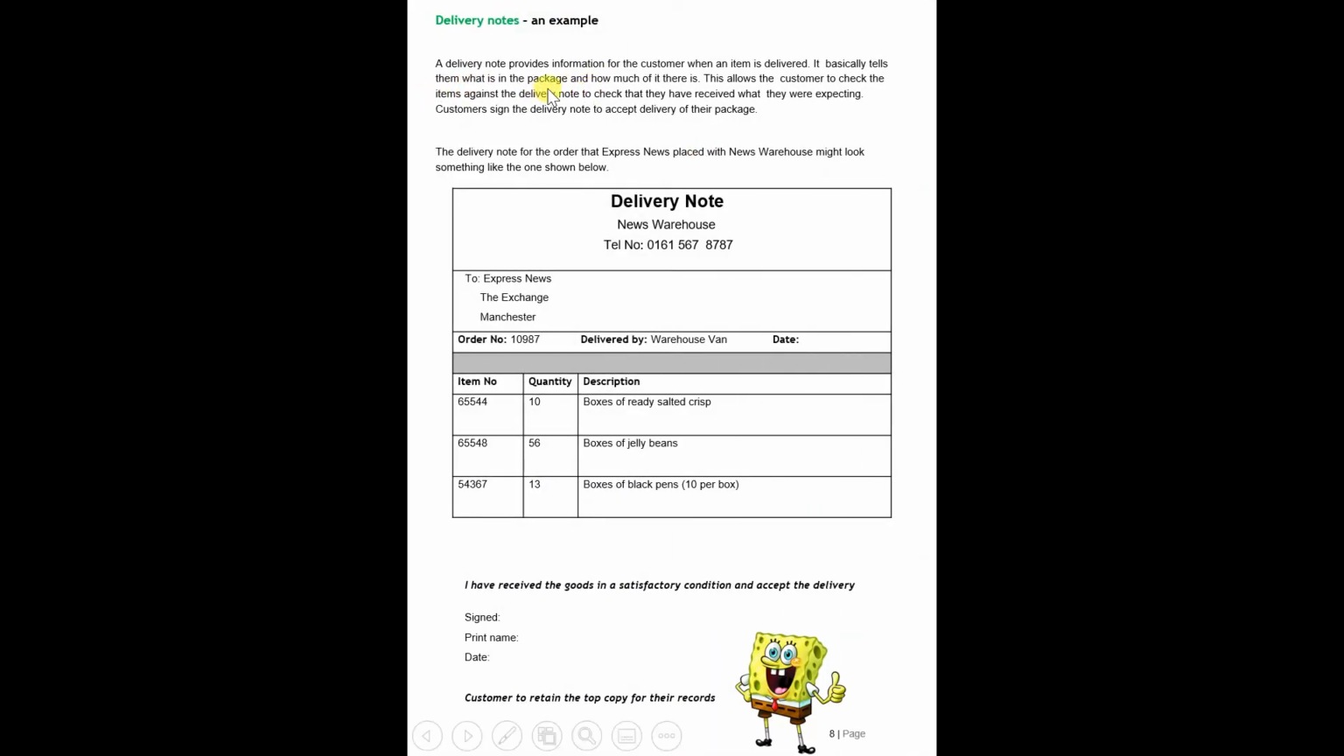This is an example of a delivery note. A delivery note provides information for the customer when an item is delivered, just as you would expect. It basically tells them what is in the package and how much is there. This allows the customer to check the items against the delivery note to check that they have received what they were expecting. The customers sign the delivery note to accept delivery of the package. The delivery note for Express News, the one that Express News placed with News Warehouse, might look something like this.